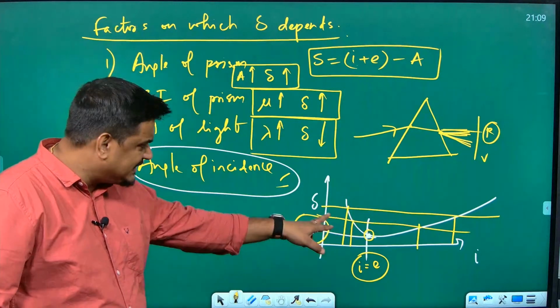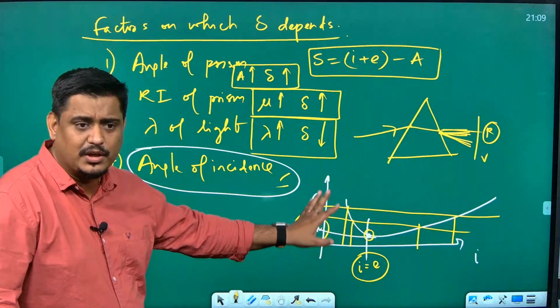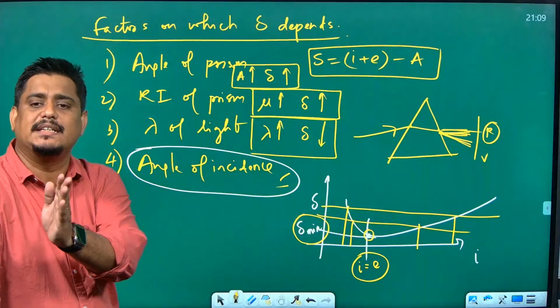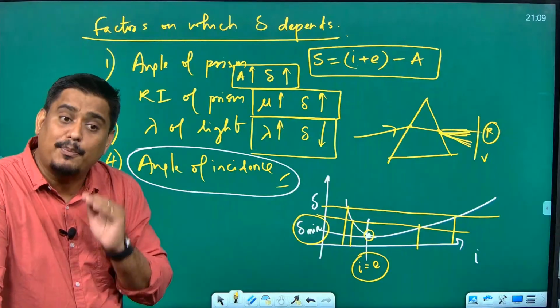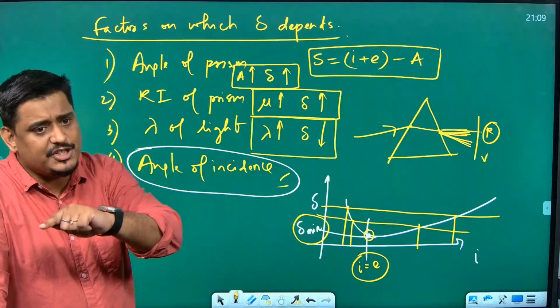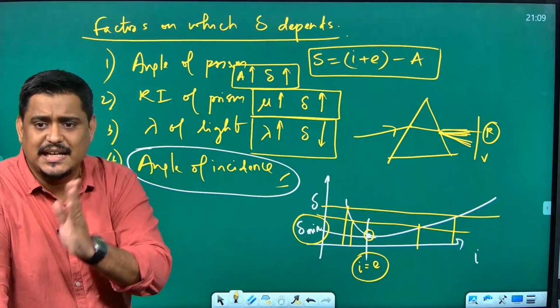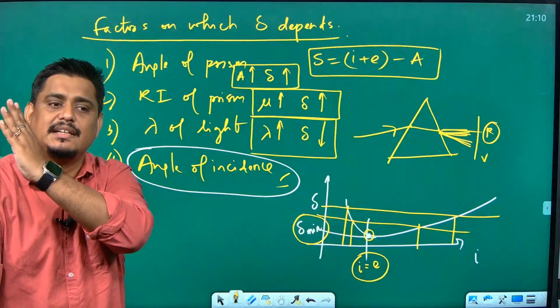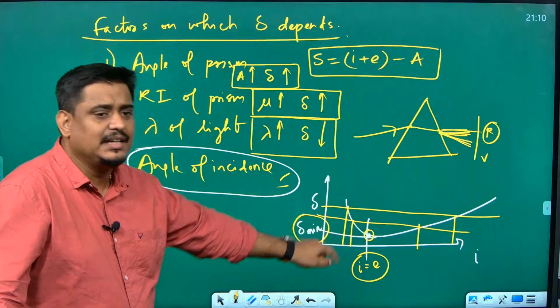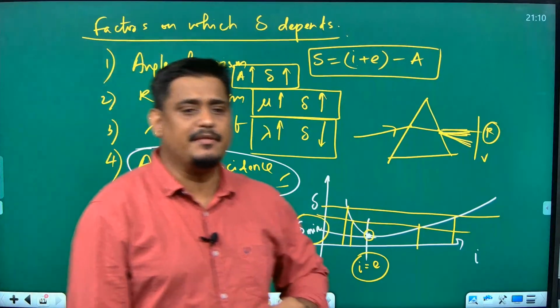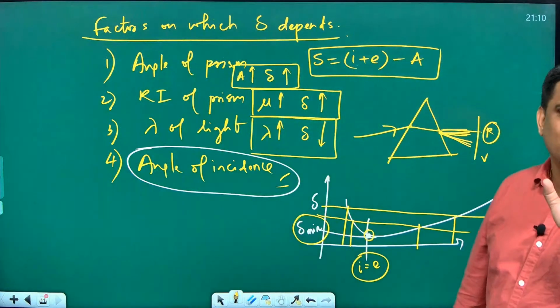Remember that this can be done experimentally in the laboratory also. When you keep on increasing the angle of incidence, the angle of deviation reduces up to a certain value, beyond which if the angle of incidence increases, the angle of deviation once again increases. That particular value where the angle of deviation is the least is called the angle of minimum deviation.